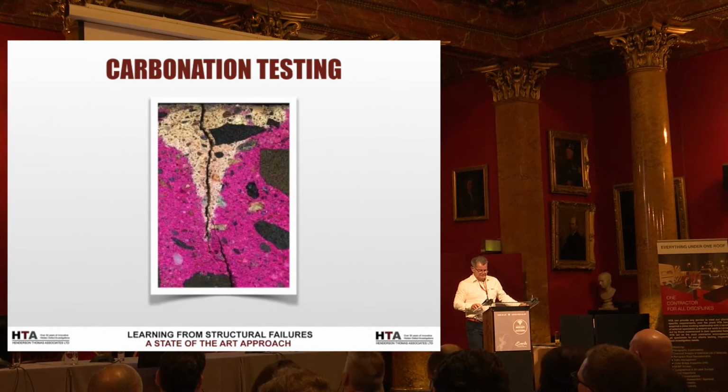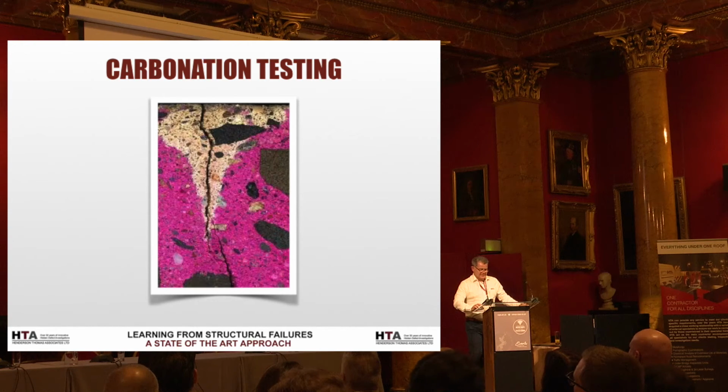This is a pretty good example. This is a core we took some time ago. And as you can see, because we've got a large crack in the core, the atmosphere is able to penetrate down the crack. And what we're looking at is this purple front, which is the carbonation front. So the purple color of the concrete means that the concrete is still in its full alkaline state and is protecting any bars within it. However, this concrete colored part of the concrete is the carbonated concrete.